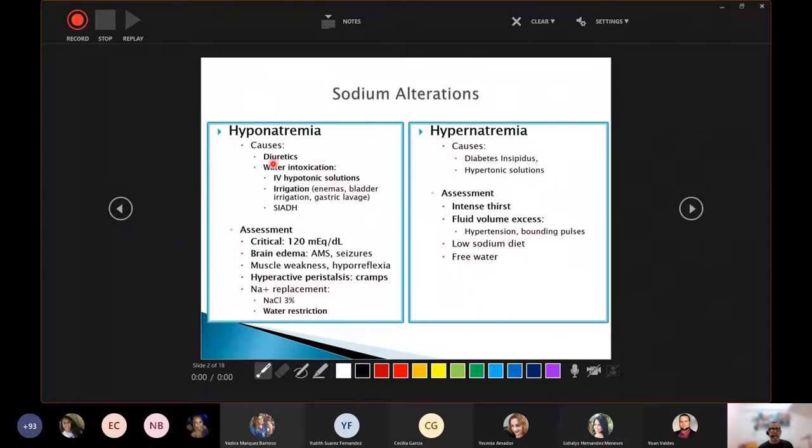Okay, so that is what diuretics do. But the other reason is not loss of sodium, it is that we dilute the sodium when we force or incorporate into the body, in the blood of the person, via IV with hypotonic solutions, like dextrose solutions, or water with water, or through irrigations and lavages that introduce tap water or hypotonic solutions that can be absorbed by the mucosa of the individual and can reach the blood, diluting the sodium. And those are frequent complications.